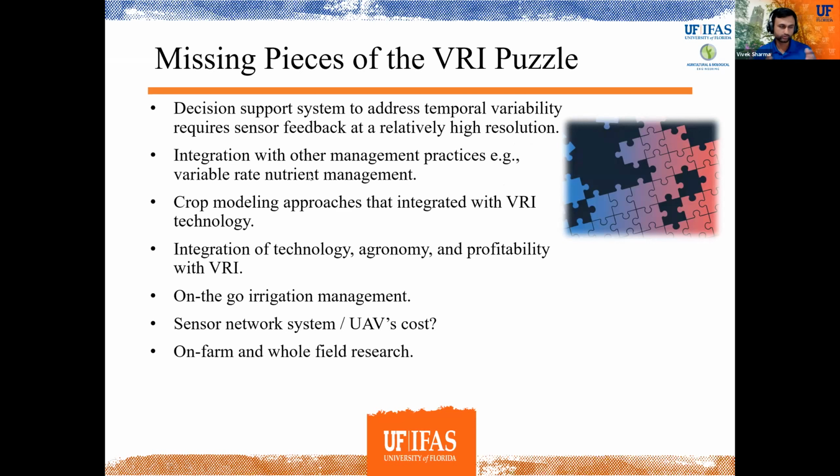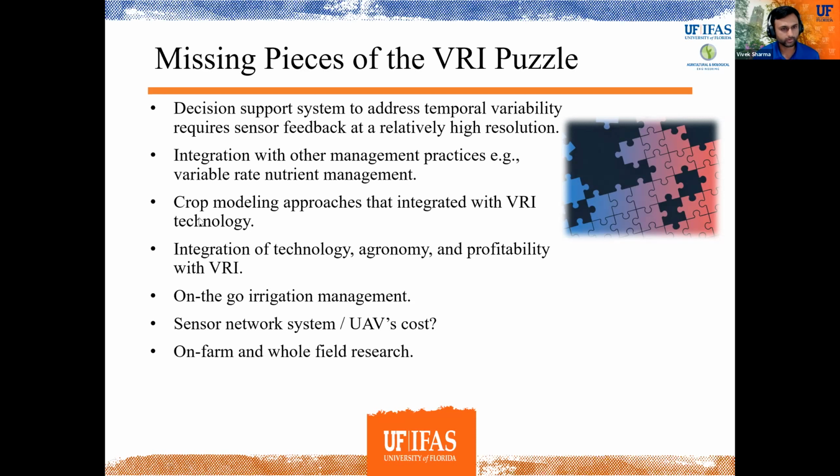Other is that most of the variable rate irrigation studies have been done taking irrigation as a standalone component, but as I said before, irrigation and nutrient management go side by side. In the Florida situation, where a lot of people fertigate, there is enough potential where we can use the variable rate irrigation system to apply water as well as nutrients variably across the field.